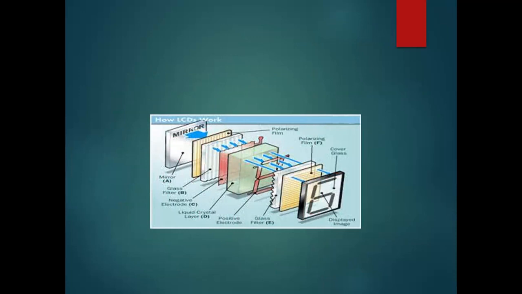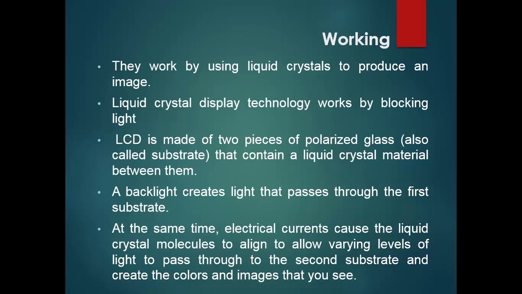The diagram here shows the working of a liquid crystal display. Now they work by using liquid crystals to produce an image. Liquid crystal display technology works by blocking light. LCD is made of two pieces of polarized glass, which is also called substrate. The polarized glass has liquid crystal sandwiched between them. There is a backlight which creates light that passes through the first glass.